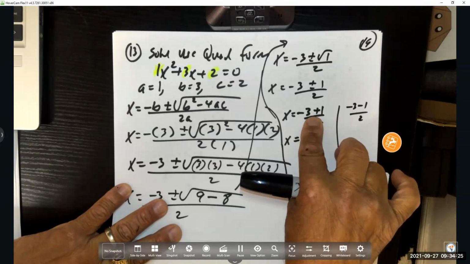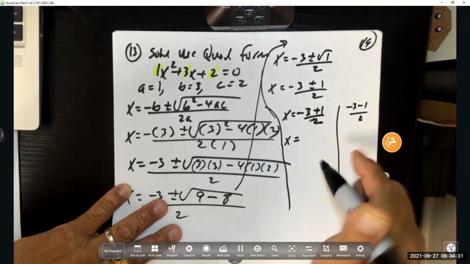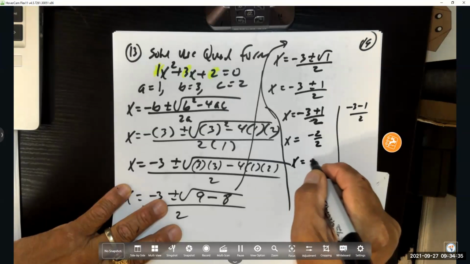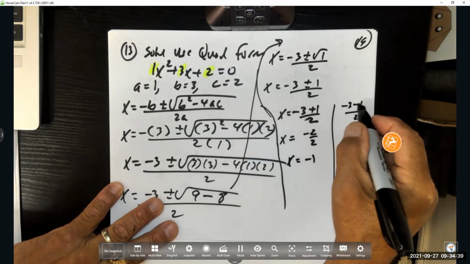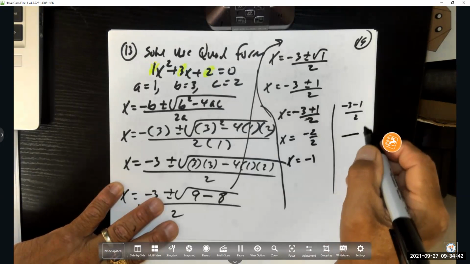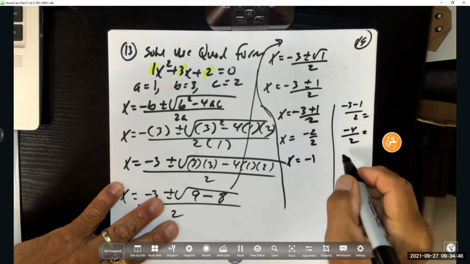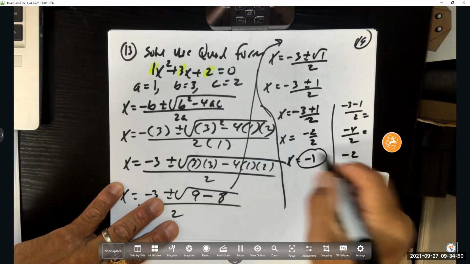Look at my finger. Look at top. Tell me what's on top. Oh, -2. And now if I divide that, yeah, it's going to be -1. The other one, what's -3 and -1 together? How much is that? -4. Yes. And if I divide those two numbers together, what do you get? -2. So I got this answer and I got this answer.